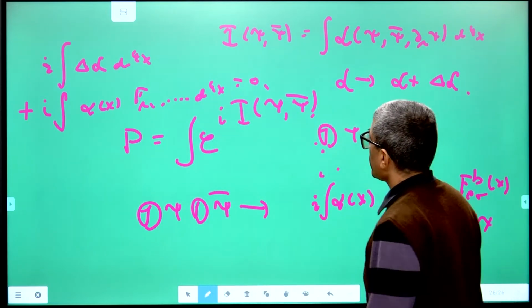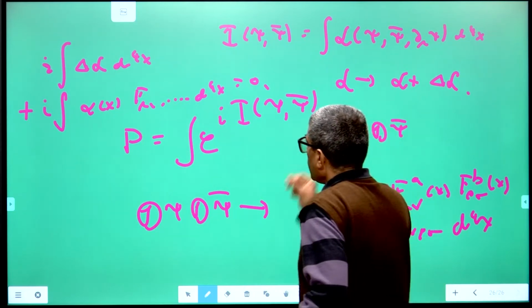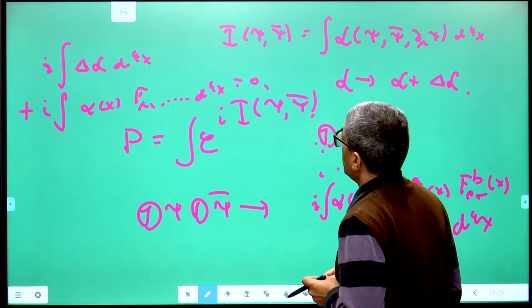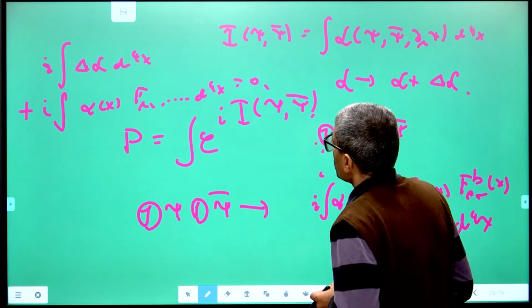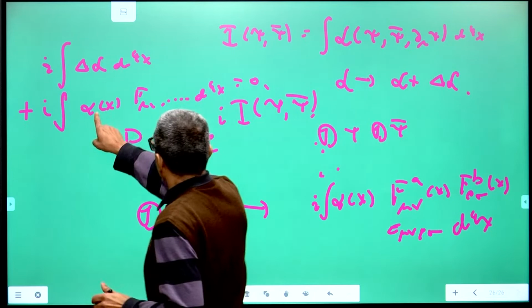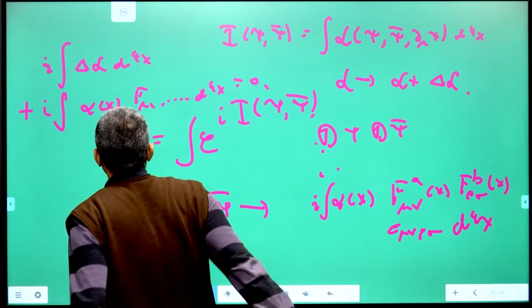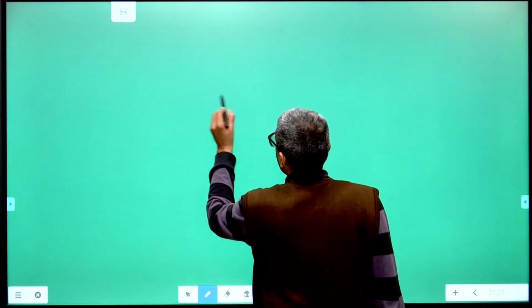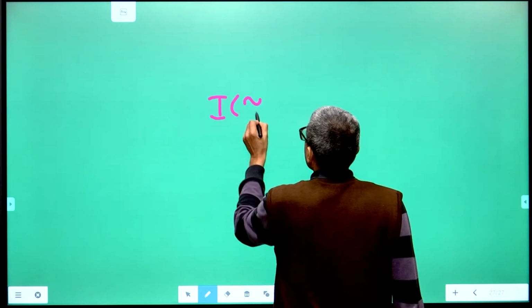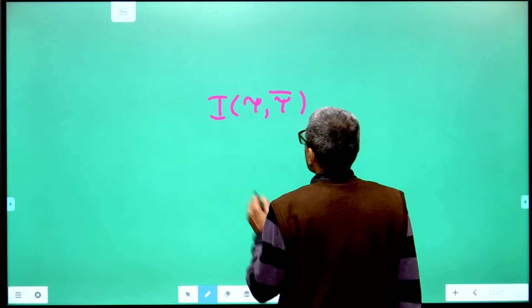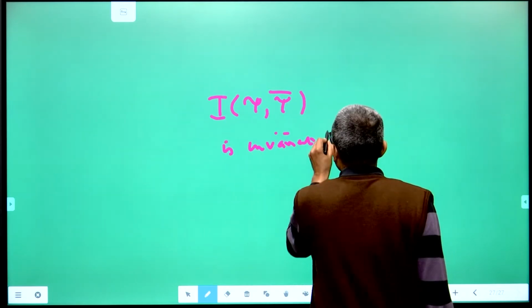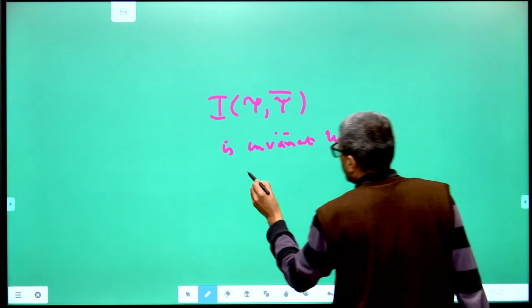That is equivalent to saying that delta L must be equal to this quantity. It must be equal to this quantity. Now you already know that, suppose the action has global gauge invariance, say i psi bar psi is invariant under a global gauge transformation.